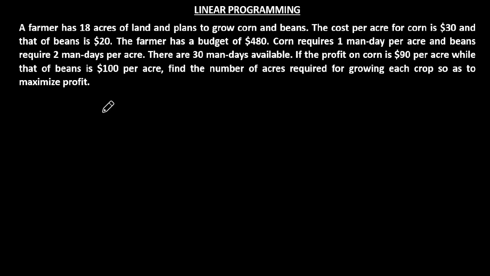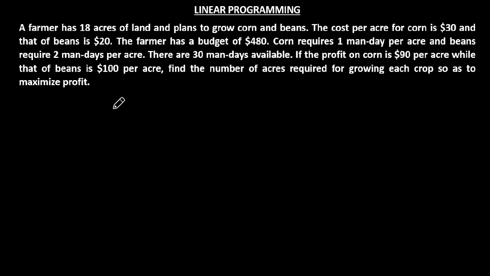A farmer has 18 acres of land and plans to grow corn and beans. The cost per acre for corn is $30 and that of beans is $20. The farmer has a budget of $480. Corn requires 1 man-day per acre and beans require 2 man-days per acre. There are 30 man-days available. If the profit on corn is $90 per acre, while that of beans is $100 per acre, find the number of acres required for growing each crop so as to maximize the profit.